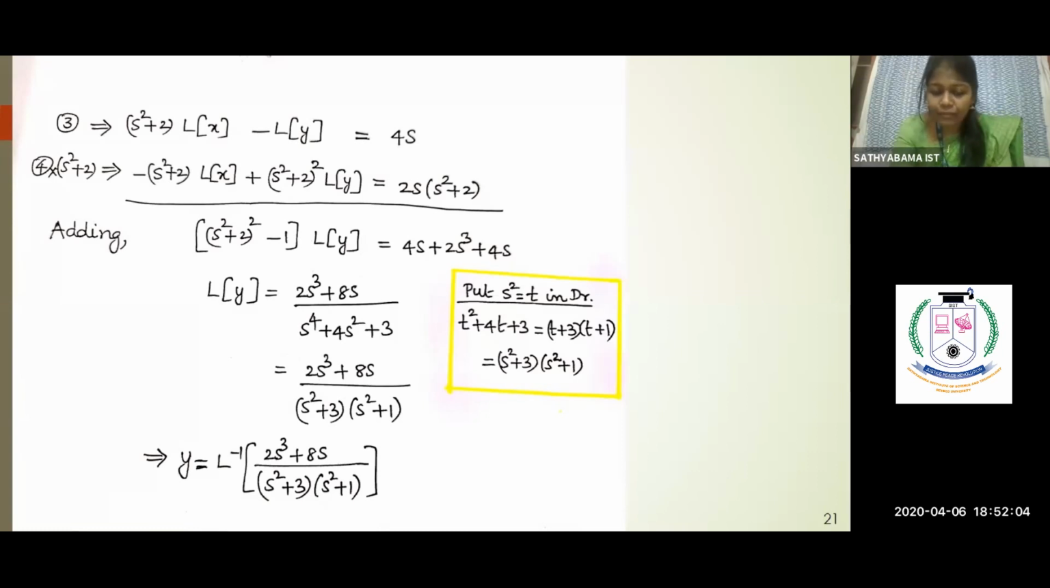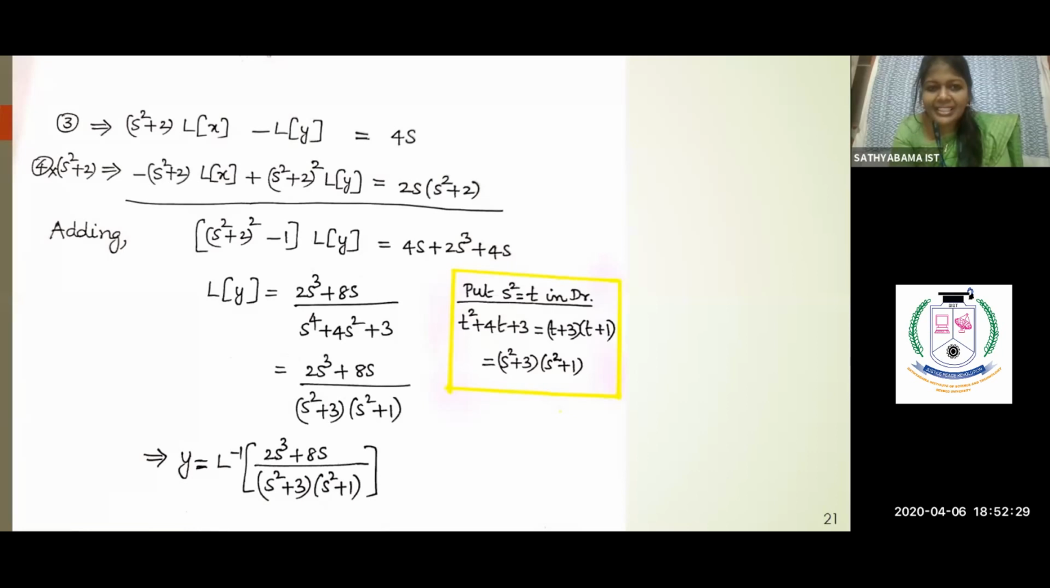Now look at the factors carefully and you tell me what should you do? What will be the numerator when you go for partial fractions? When you resolve this into partial fractions, the denominators are two factors. Both are quadratic. Did you notice that? They are of degree 2. S square plus 3 is of degree 2. S square plus 1 is of degree 2. And I cannot factorize this further. So both are quadratic factors.